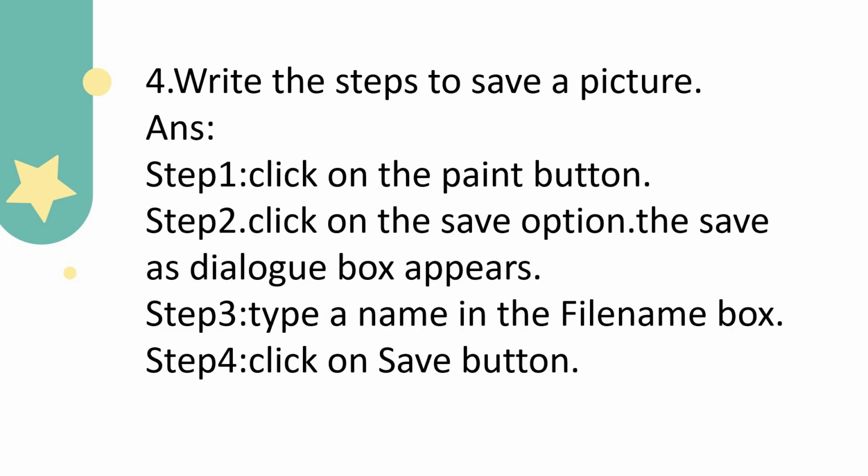Fourth question, write the steps to save a picture. Answer, step 1. Click on the Paint button. Step 2. Click on the Save option. The Save As dialog box appears. Step 3. Type a name in the file name box. Step 4. Click on the Save button.